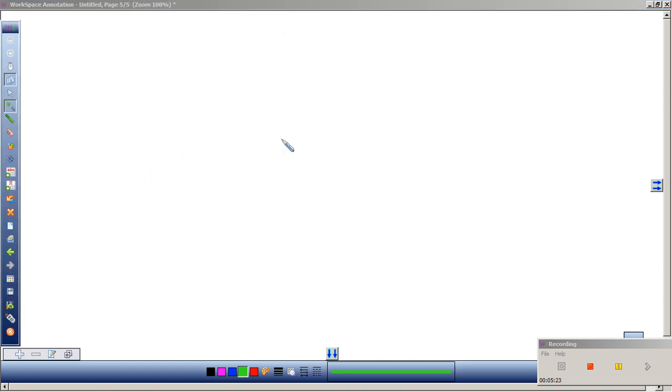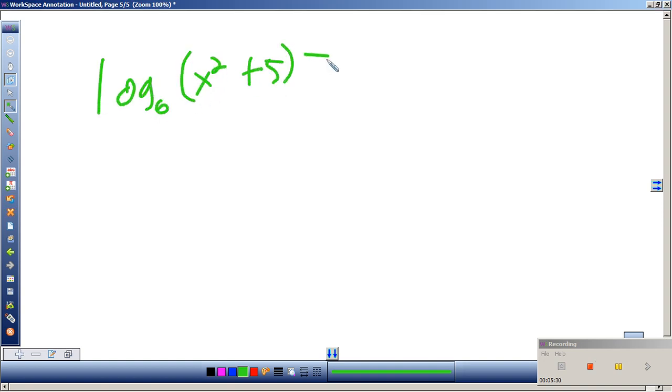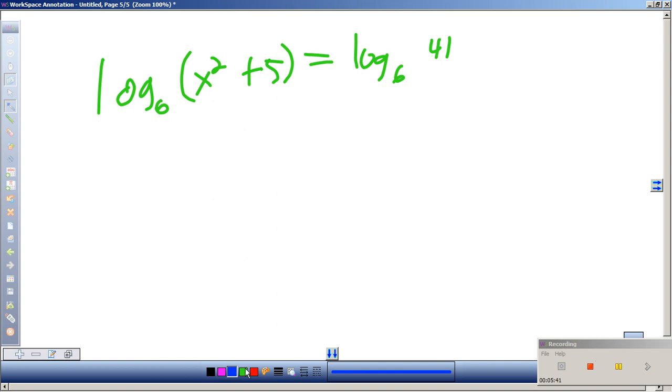Let's see. How's this one? Log base 6 of x squared plus 5 equals log base 6 of 41. What are you going to do to solve? Actually, I'm going to change it: instead of 41, make it 4. 41 is going to be really big. How would you solve it?